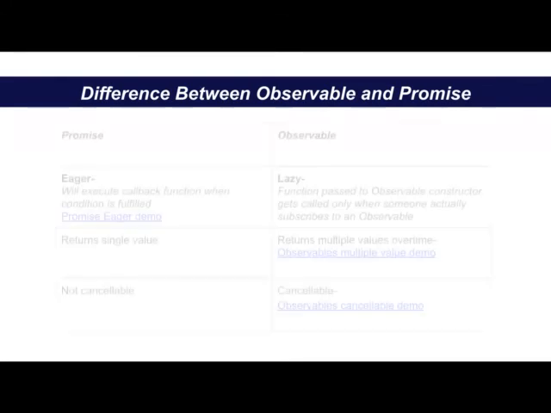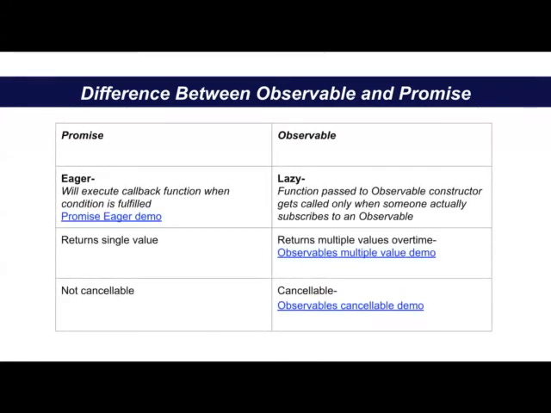Okay, so the basic point: what is the difference between observable and promise, and how is it different? The first difference is, promises are eager and observables are lazy. So what does that mean? I'll try to give a very basic, practical example.